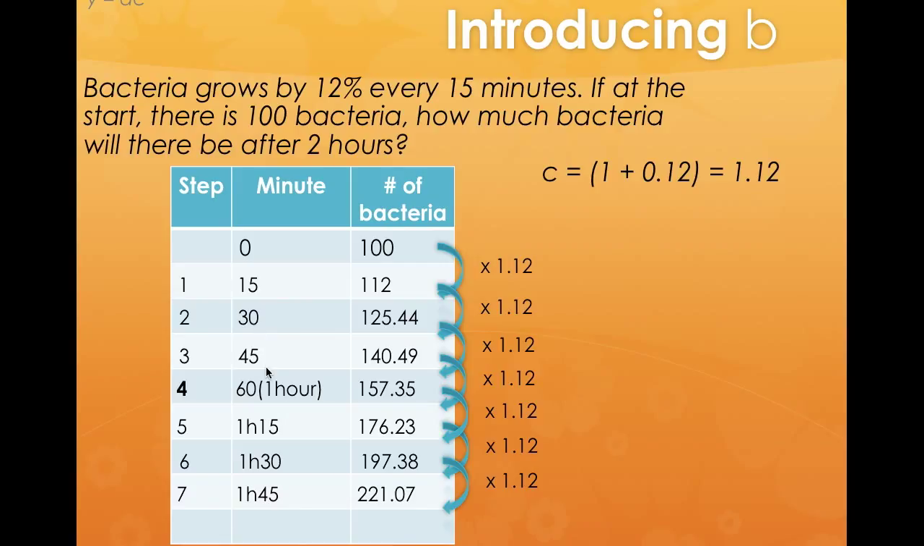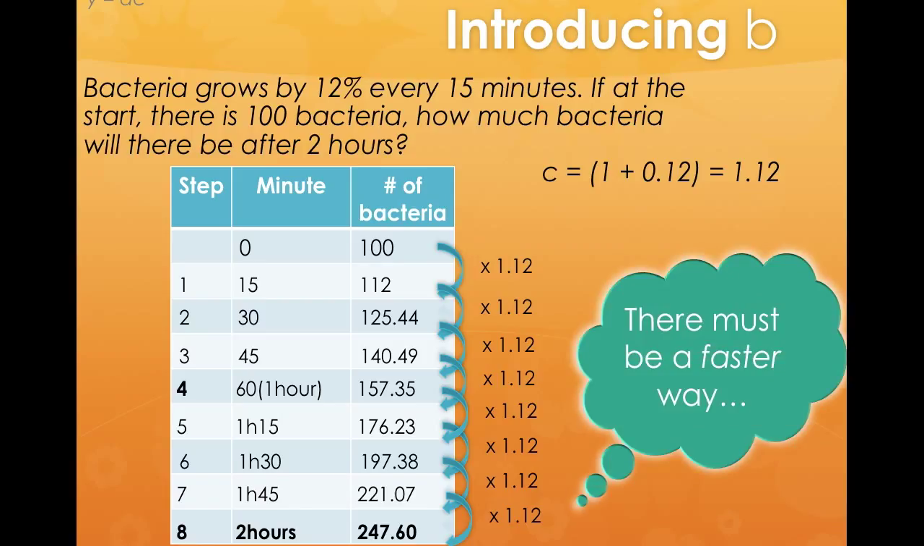So 15, 30, 45, 60, then an hour 15, then an hour and 30, then an hour and 45. And we keep multiplying our numbers by the multiplicative factor until finally, after 8 steps, we reached 2 hours, and we find out that after 2 hours, the number of bacteria will be 247.60 bacteria. There actually needs to be a faster way, because imagine if I had given you something like 4 hours. You would have had to do this table and have all the 15s going by 15 up until you reached 4 hours. There's a faster way.